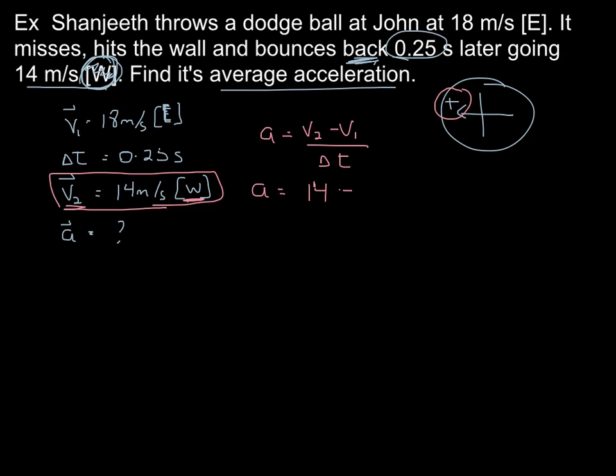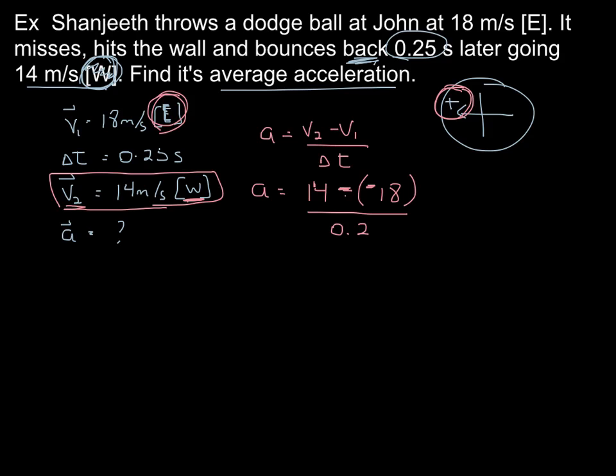Subtract v1. v1 is 18, but also keep in mind that it's 18 east. And again, over here we said west was positive. That means east is negative. This number goes in as a negative. Okay, so it's positive 14. The minus sign here is part of the formula. The minus sign here is because of this direction. So 14 minus negative 18 over time.